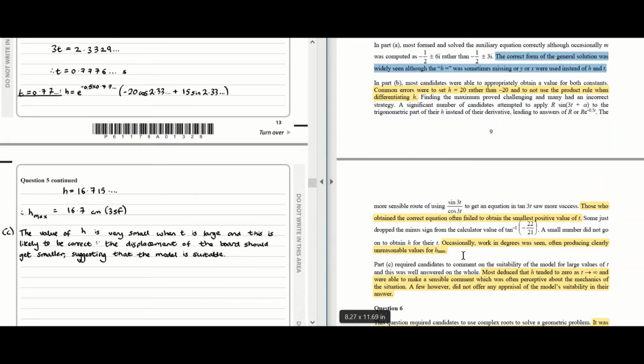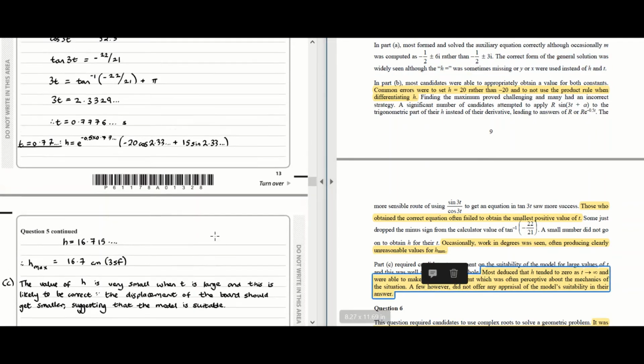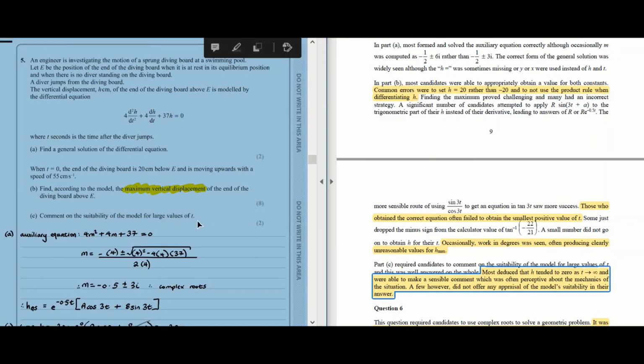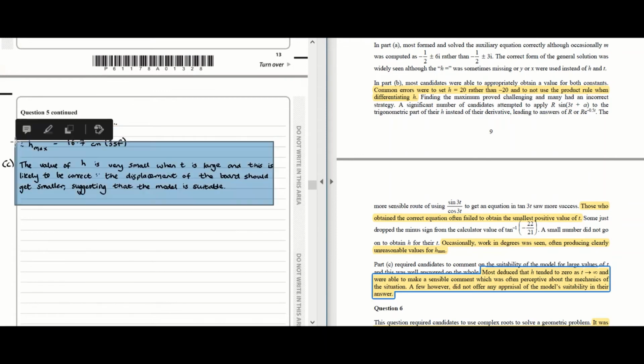Part C, that was done pretty well, but these questions, when it says talk about the suitability, make sure you talk about the suitability. A lot of people didn't talk about that, and I discussed this question in detail.